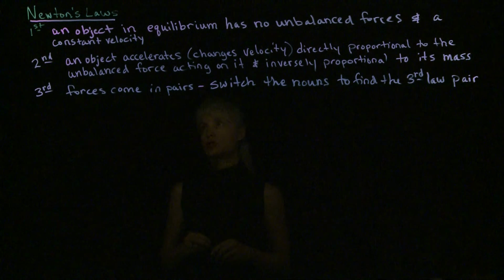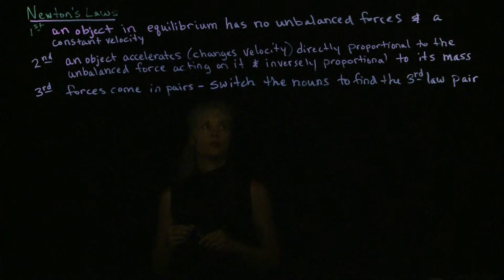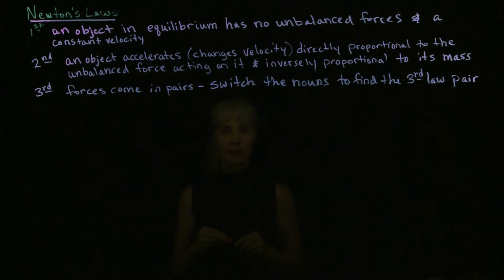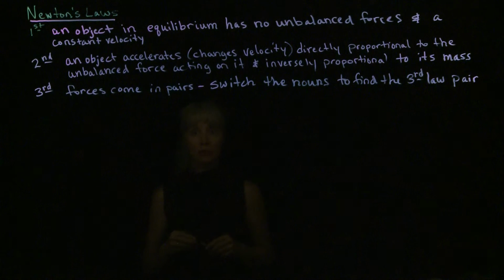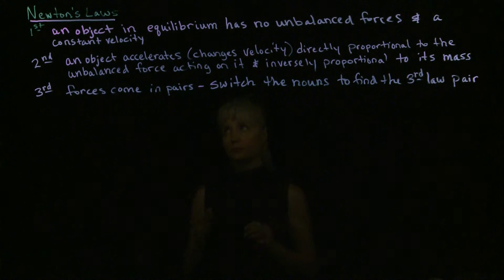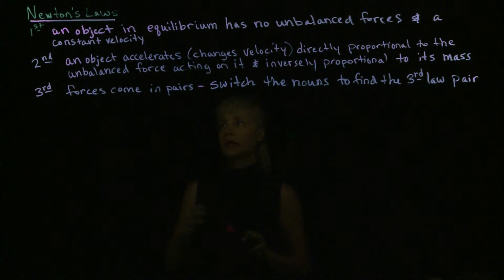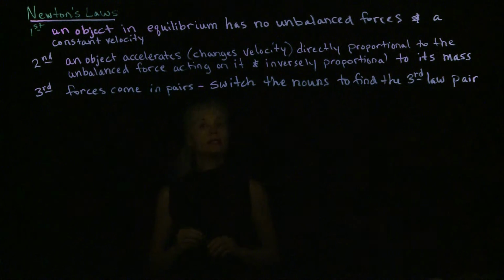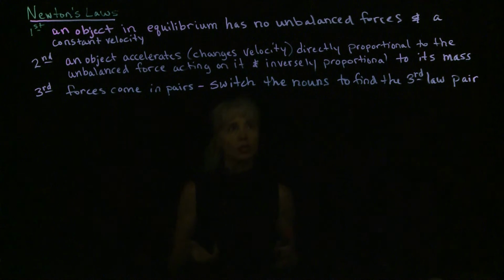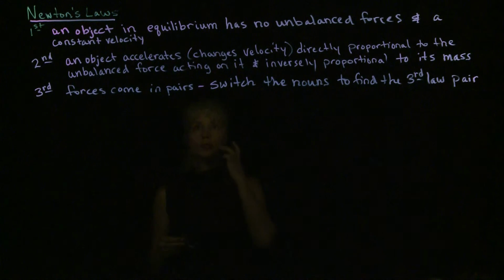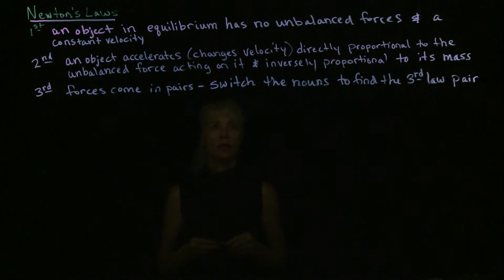So his first law, an object in equilibrium has no unbalanced forces and a constant velocity. Equilibrium actually means constant velocity. We're going to focus in on Newton's first law in a moment. Second law, an object accelerates, that means its velocity changes, directly proportional to the unbalanced force that's acting on it and inversely proportional to its mass.